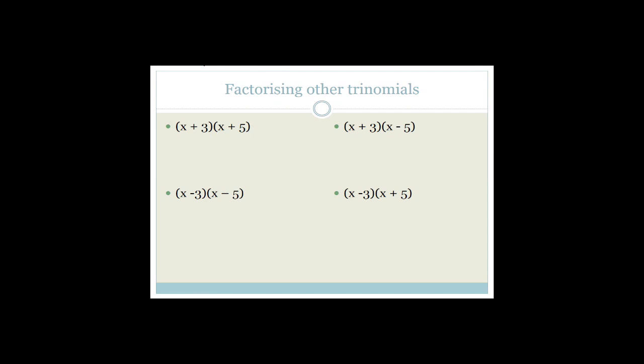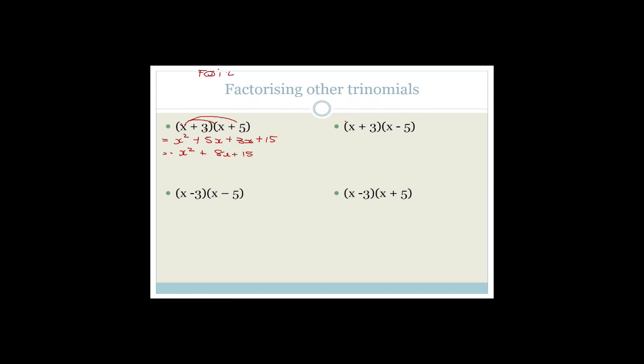And in order to make sure we're getting this right, I'm going to use FOIL on every single one of them. Okay, so x times x is x squared, x times 5 is 5x, plus 3 times plus x is plus 3x, and plus 3 times plus 5 is plus 15, which becomes x squared plus 8x plus 15. So you can see that what has happened here is we've got the first term squared, okay? Then we've got the last two terms, which makes up the 15, and then something happens to get the 8. Okay, we'll talk about that in a bit. Let's try the next example.